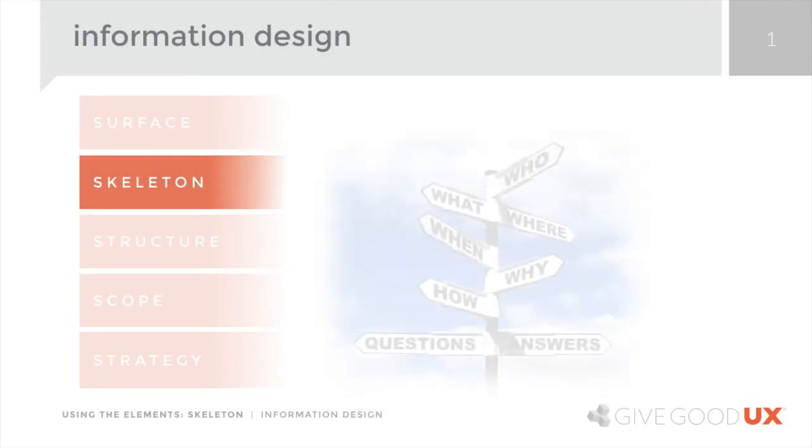Information design is one of those things where it's there, but you can't really see it. It sort of lives in between everything else, tying everything together. When information design is good, we typically don't notice it. But when it's bad, it's really, really, really obvious.